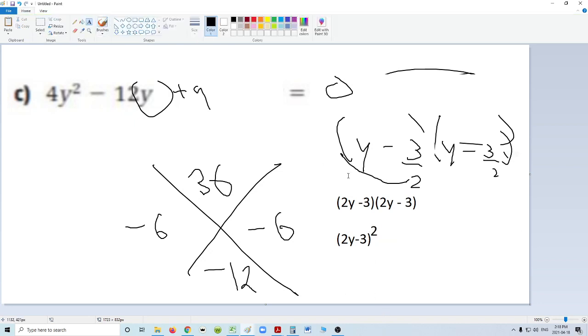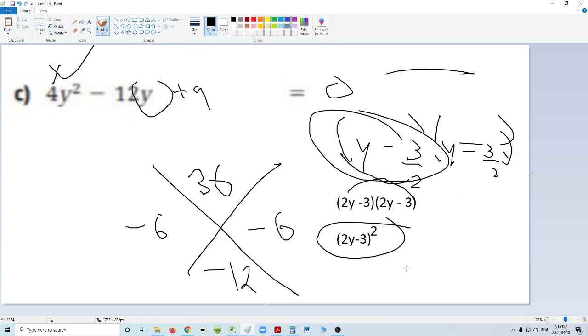But let's make sure. If I multiply 2y times 2y, I get 4y squared. That's why it had to be simplified. Minus 6y minus 6y, that's minus 12y, and plus 9. So yes, you must simplify your fractions before you slip and slide them. Otherwise, you get much larger factors here.